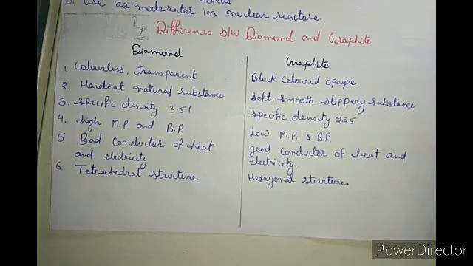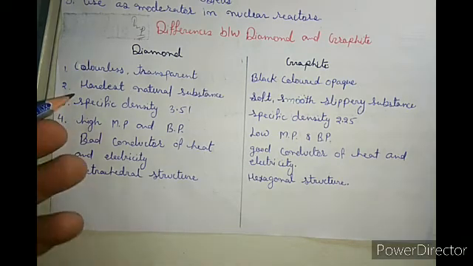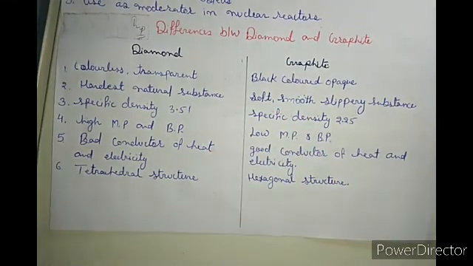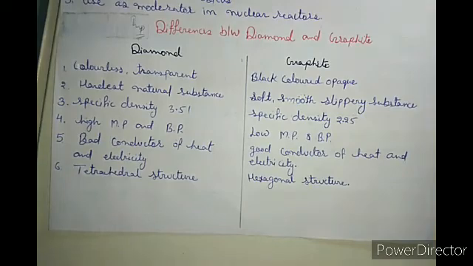Now the sixth difference is structure. In diamond there are tetrahedral structures, while in graphite these are hexagonal structures. There are other differences as well. You can also derive that in diamond the particles are much closer, while in graphite the particles are loosely bonded, and lots of things like that. But these six are very common differences, out of which any four can be asked by the examiner in our paper. So that is the difference between diamond and graphite.